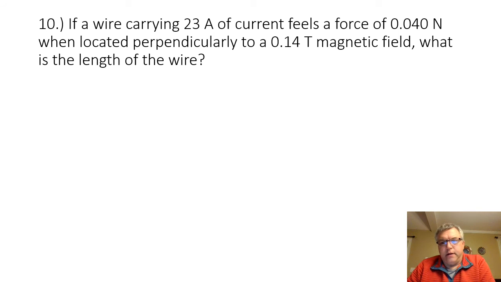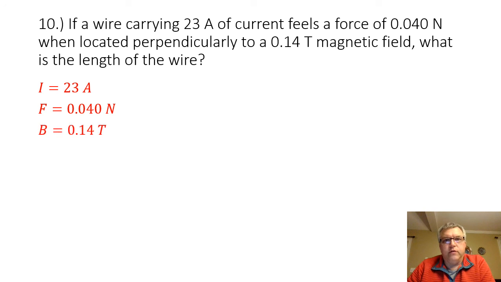Problem 10, the last problem in this video. If a wire carrying 23 amps of current feels a force of 0.040 newtons when it is located perpendicularly to a 0.14 Tesla magnetic field, what is the length of the wire? So I'm given the current of 23 amps, the force of 0.040 newtons, the magnetic field of 0.14 Tesla, and I'm being asked to solve for length.